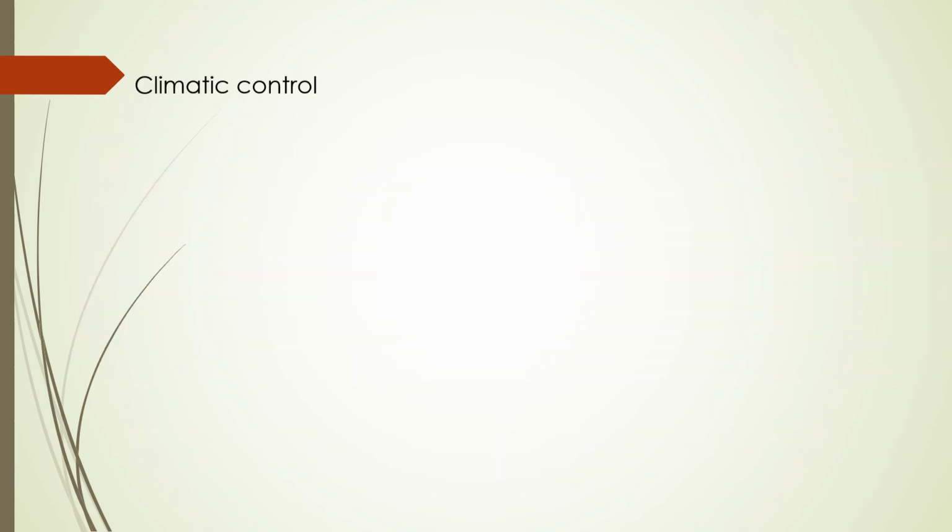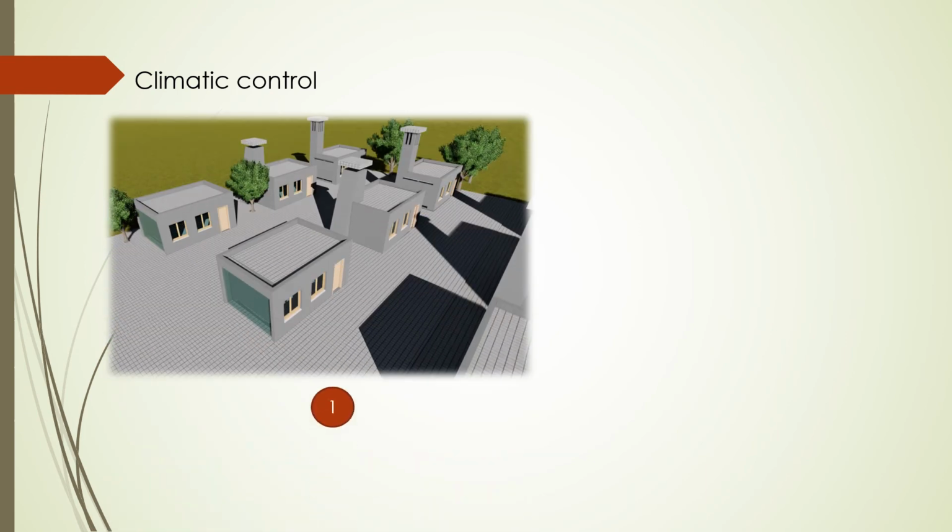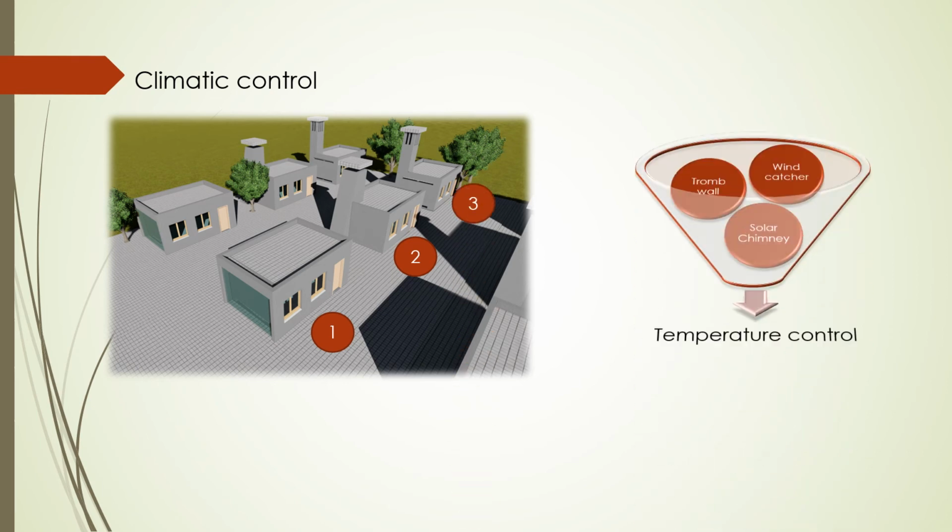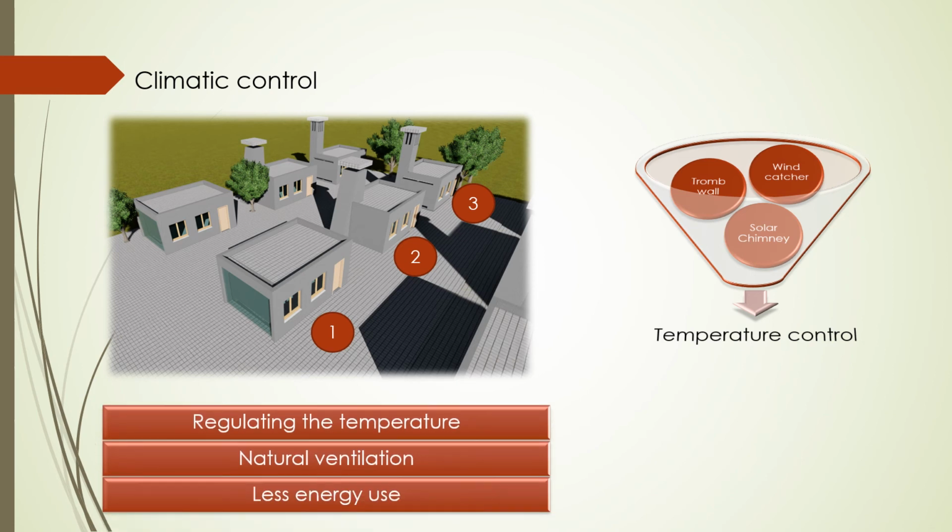So, the climatic control relies on the use of three main elements in affordable housing: the trombone, solar chimney, or the wind catcher. These three elements associated together rely on temperature control. It is mainly for regulating the temperature, natural ventilation, and less energy use, or in another term, less use of mechanical ventilation.